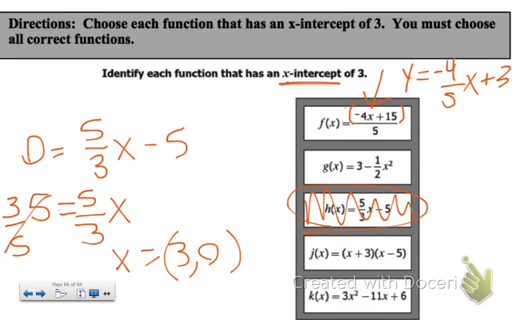J of x, remember, it's already factored for you, so if you set each factor equal to 0, you'll see that you have x-intercepts of positive 5 and negative 3. So you're not going to click that one either.